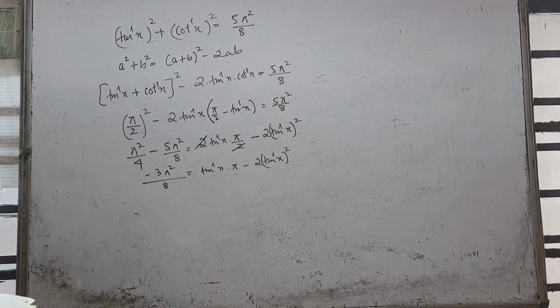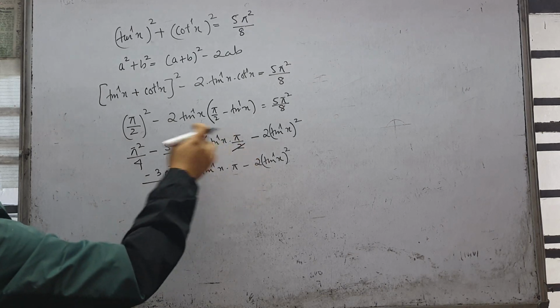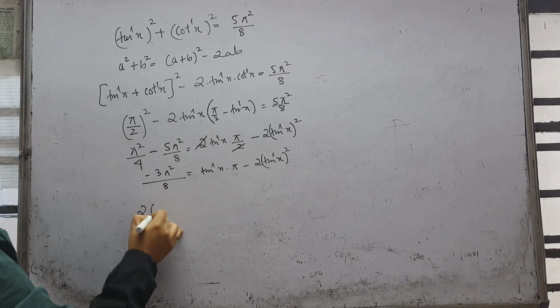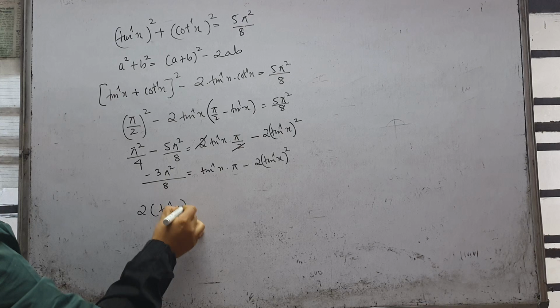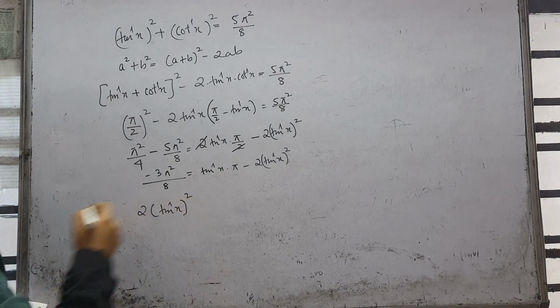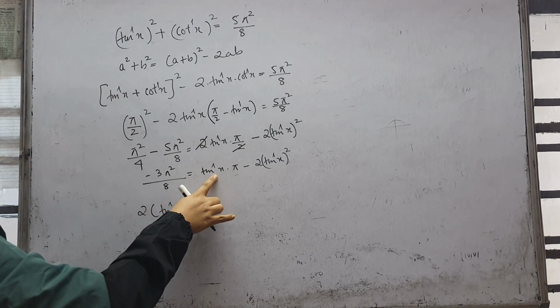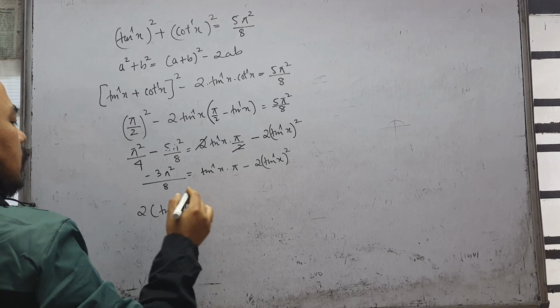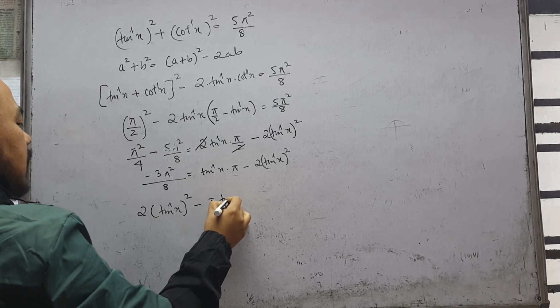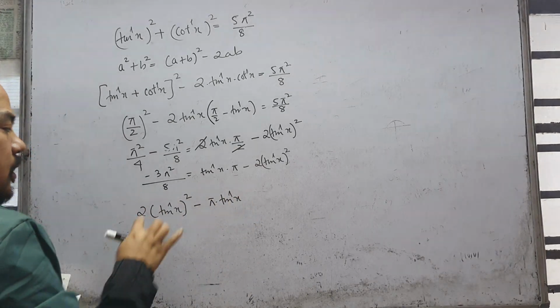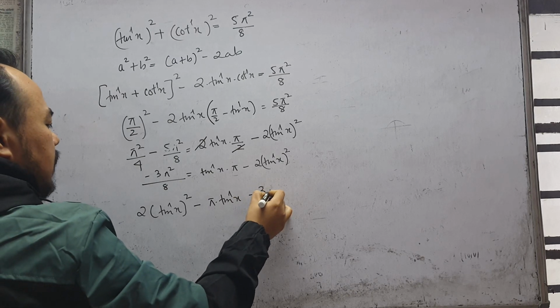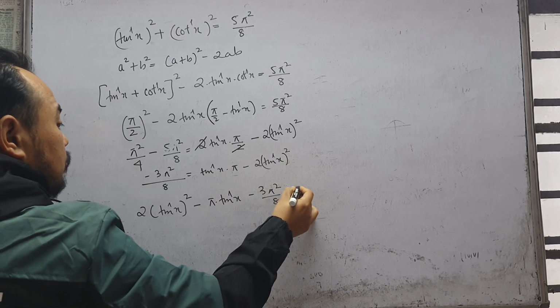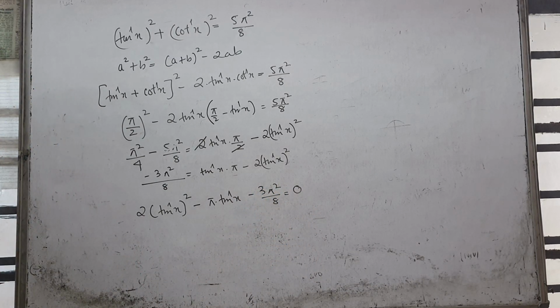Is it clear, everyone? So we convert this into a quadratic equation. Negative comes this side becomes what? So help me out. 2 tan inverse x whole square. Positive comes this side becomes negative. I can write pi into tan inverse x. And this is already negative. So minus 3 pi square by 8 equal to 0. Did you understand till here?